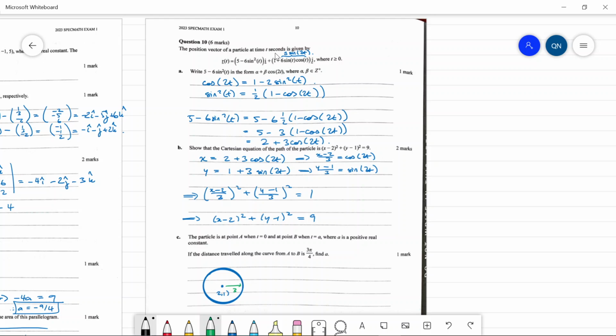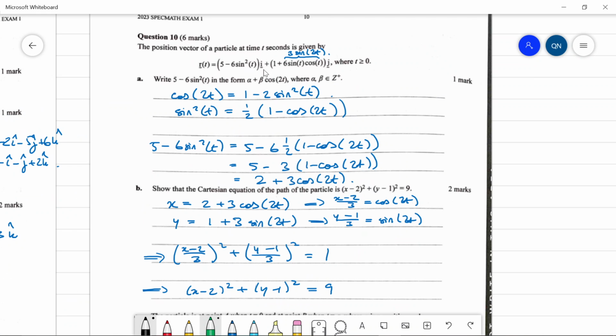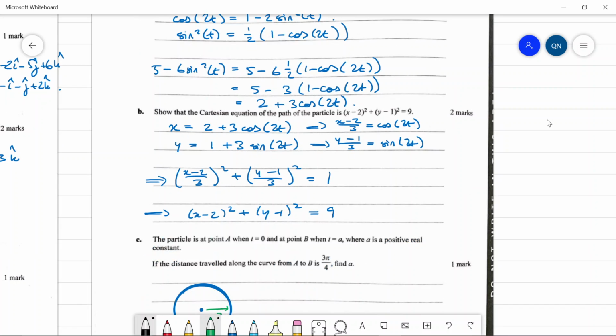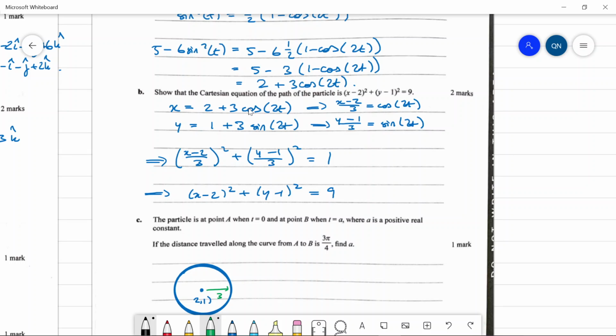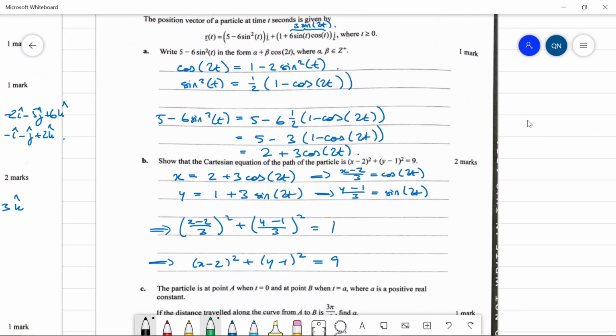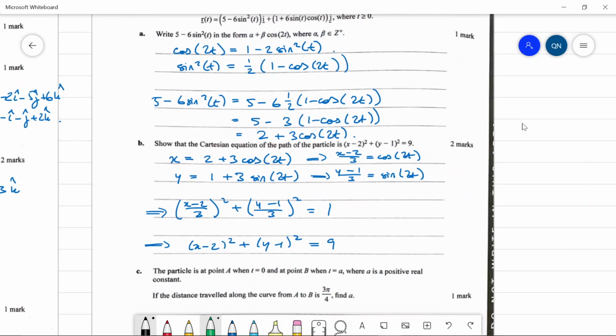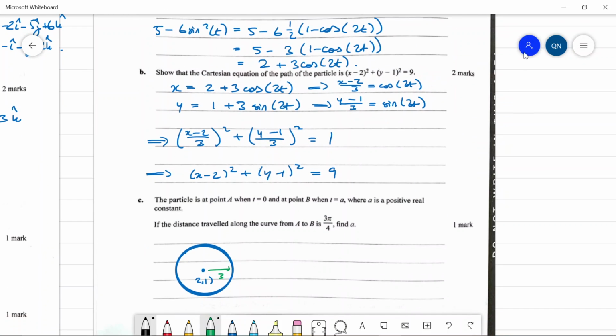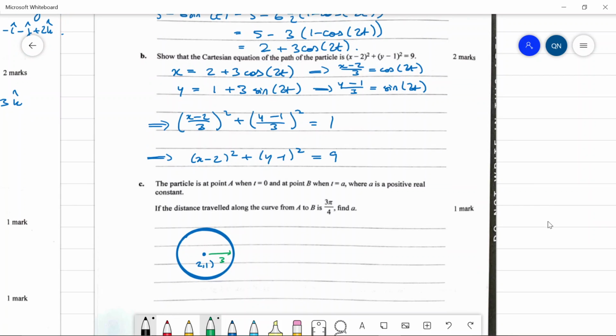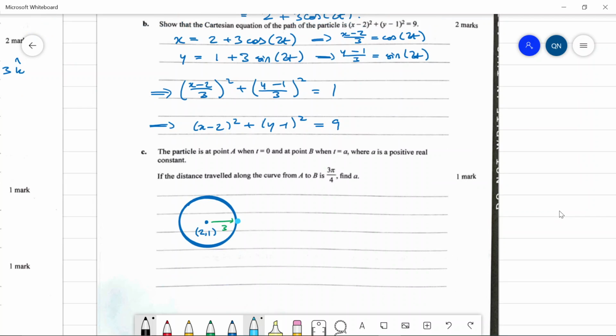If you plug in t equals 0, you're going to get, let's use these equations. Am I writing these equations down correctly even? Yeah, I think I'm writing it down correctly. So 1 plus 3 sine 2t. If you plug in t equals 0, you're going to get 2 plus 3, which is 5. And then 1. So (5, 1) is the starting point. So where's (5, 1)? It's right over here. That's the starting point.